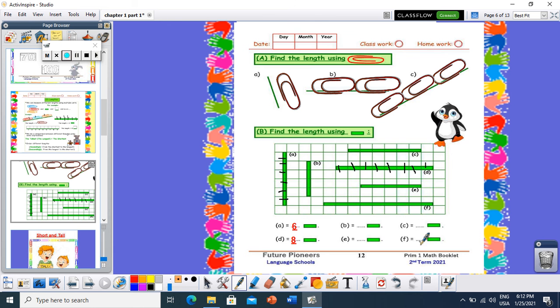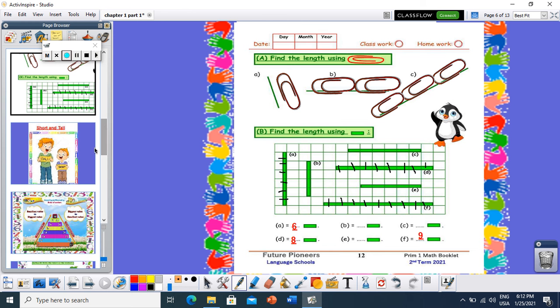Excellent. Let's see number F. How many units do I need to measure the length of this straight line? So count with me. 1, 2, 3, 4, 5, 6, 7, 8, 9. I need 9 units to measure the length of this straight line. I think it's too easy. You can complete the rest of the page.